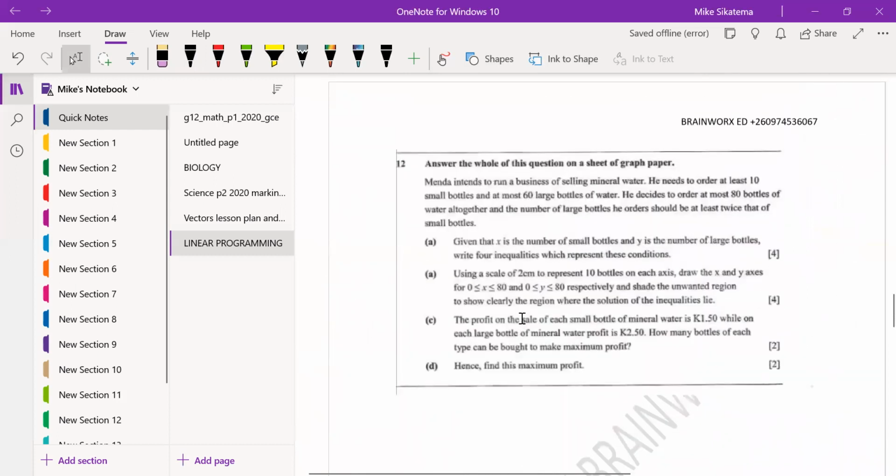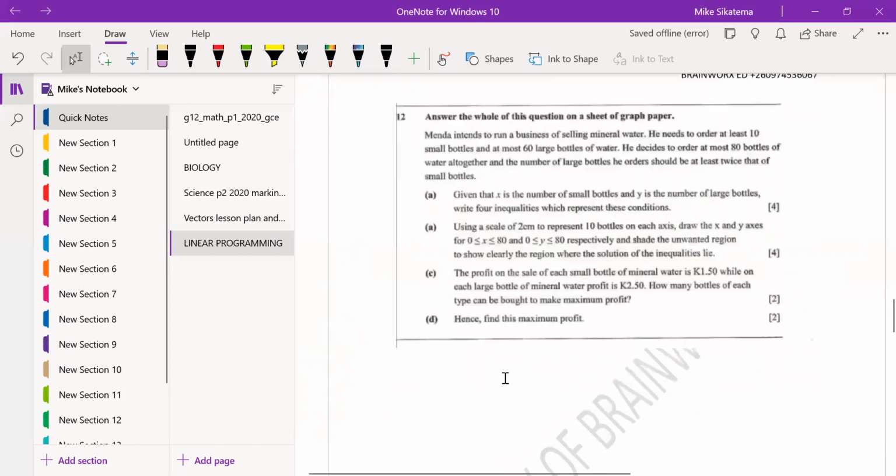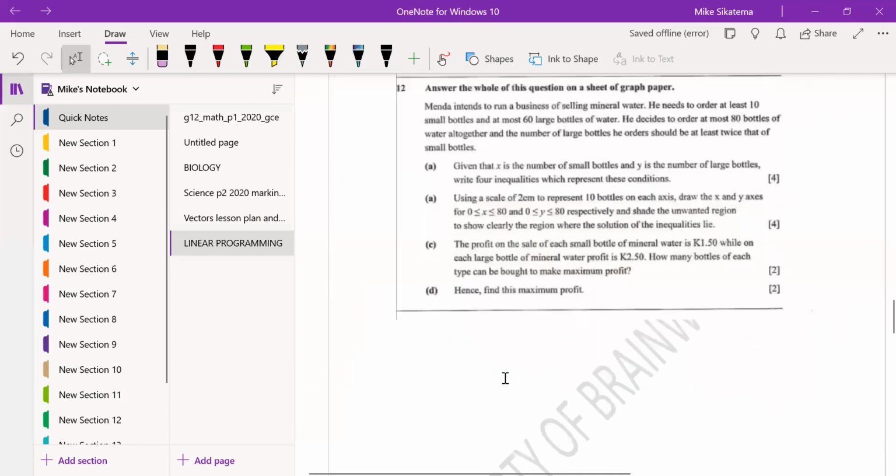Let's look at this last question. Remember what I told you, make sure you print out your marking key, get your graph paper and practice these questions. So what's Menda up to? Menda intends to run a business selling mineral water.